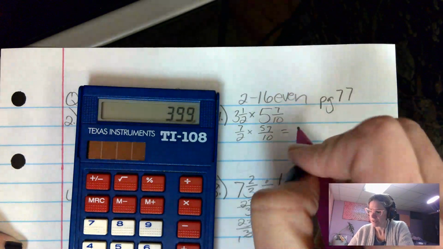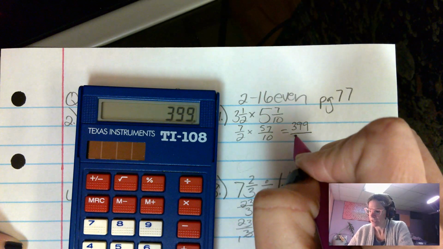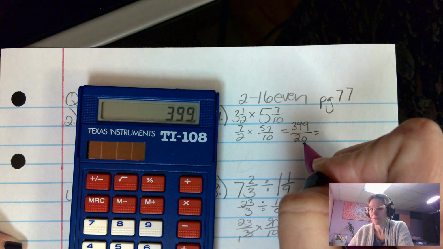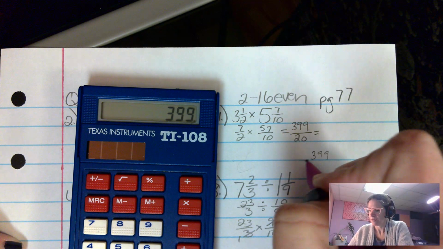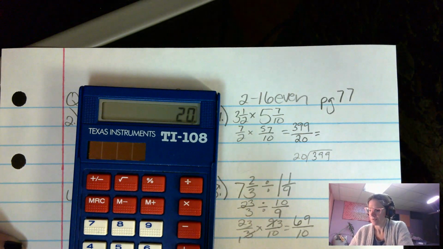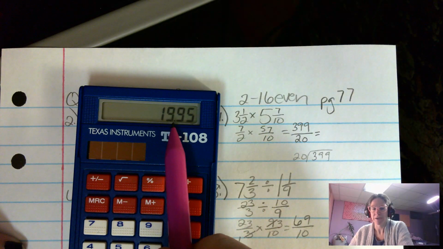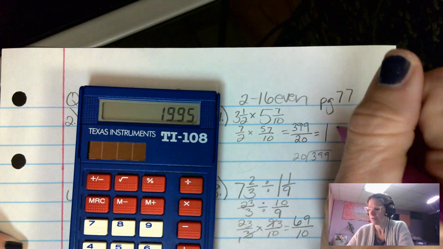It's 399. I know that 2 times 10 is 20. And then what I do is I do 399 divided by 20. Once I do that, I know that I'm going to have a whole number of 19. You see how I have 19 before my decimal point? So that's 19 is my whole.